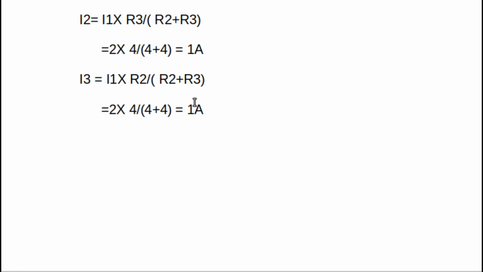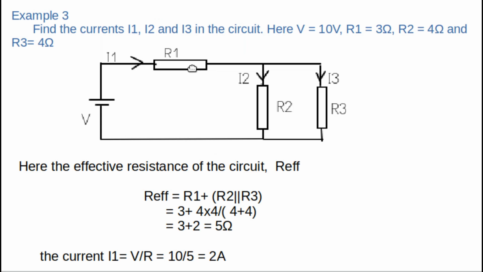So we get the values of I2 and I3 equal to 1 ampere. And if we add these two currents, we get I1. So the value of I1 is 2 ampere. The values of I2 and I3 are equal, 1 ampere each. So 1 plus 1 we get as 2 ampere.